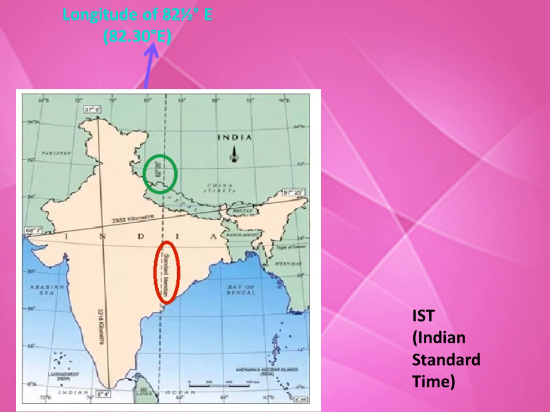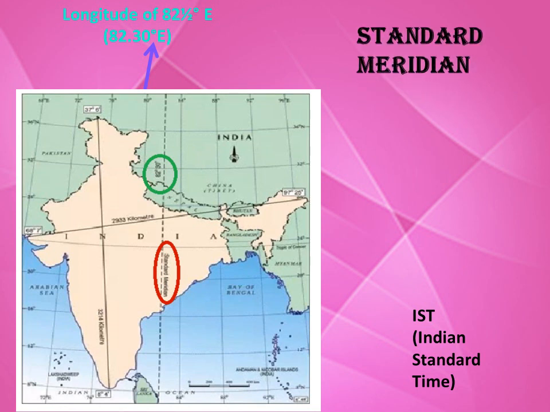To eliminate these problems at a country level, it is necessary to stick to a single time zone of a central meridian. India adopted the longitude of 82.5° east for that purpose, and it is treated as the standard meridian. The local time at this meridian is taken as the standard time for the whole country. It is also known as Indian Standard Time.